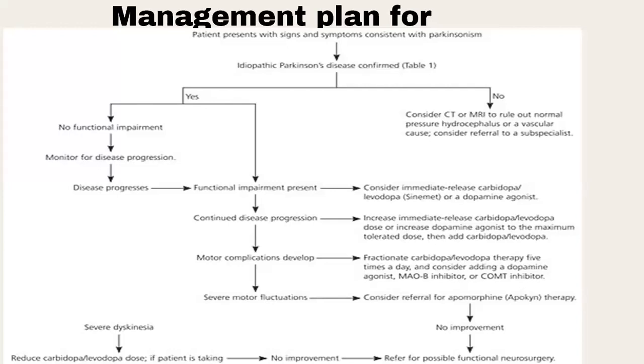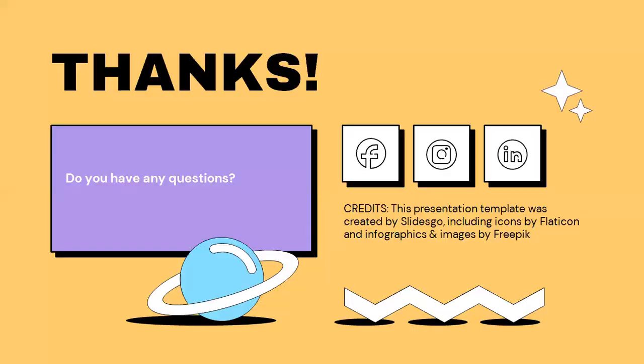If the patient is developing motor complications, either we have to fractionate the carbidopa levodopa therapy 5 times daily, or consider adding something else, for example a dopaminergic agonist, MAO inhibitor or COMT inhibitor. But if a patient develops severe motor complications, you have to consider referral for apomorphine therapy. Still, if there is no improvement, refer for possible functional neurosurgery. So this is how we manage the patient with Parkinson disease. Okay, so hope till now these things are a little bit clear.